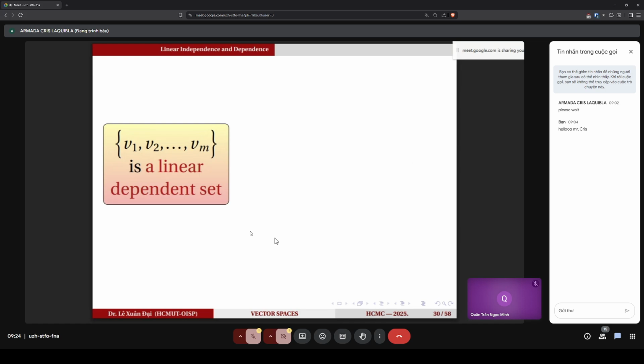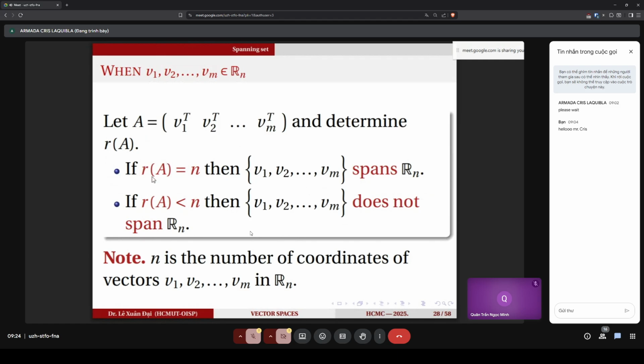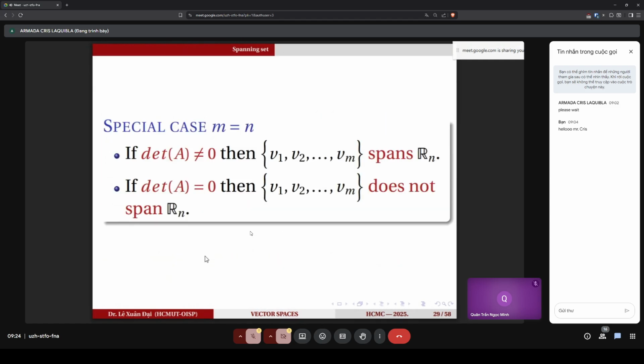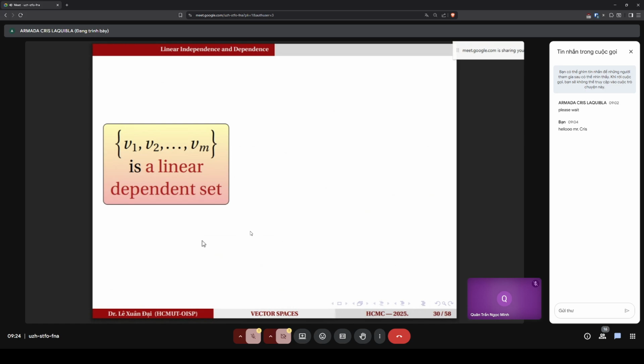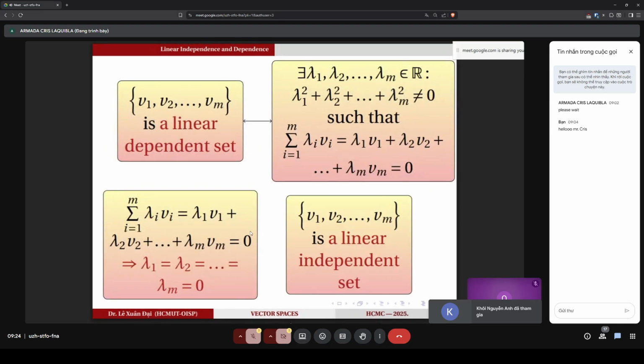So you have to remember the properties for if it will span or not. Again, it will span if the determinant is not equal to 0. And the last is if the rank of A is equal to n. So there's a property that it will not span if it is not equal to n.